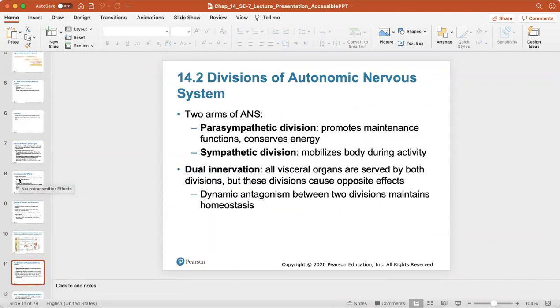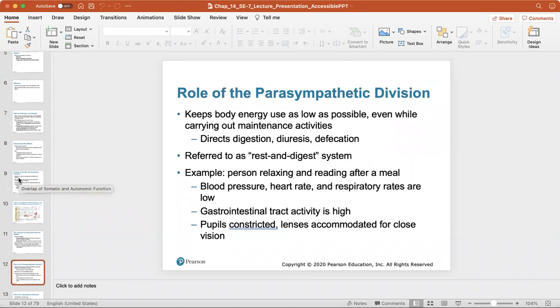Then the two divisions of your autonomic nervous system: the parasympathetic division is often called the rest or digest division, so it promotes all maintenance functions, conserving energy. The sympathetic division is often called the fight or flight division, and this will mobilize the body during any sort of activity. All visceral organs are served by both divisions, which we call dual innervation, but these divisions have opposite or antagonistic effects. This dynamic antagonism between the two divisions will maintain homeostasis.